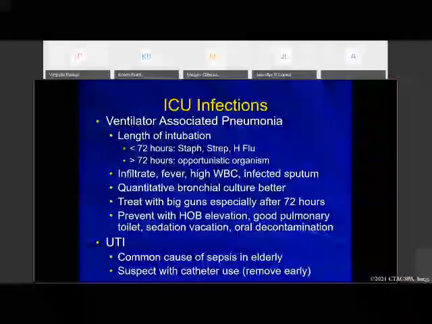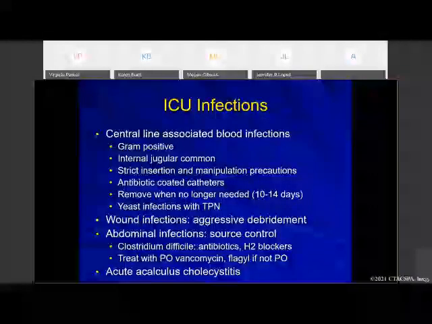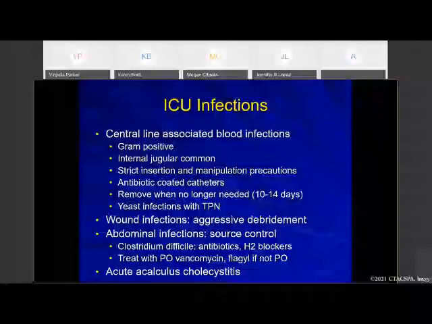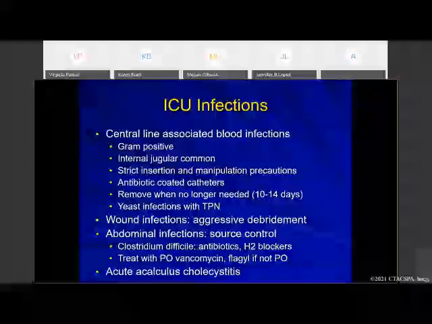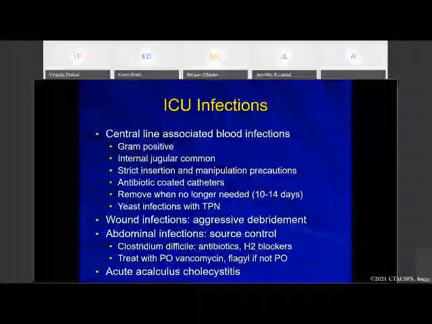I'm sure that a lot of hospitals have nurse protocols that they can get rid of the catheter if the patient doesn't need it. You don't want central line associated blood infection either. Lots of times it's gram-positive. It's most common in internal jugular. Of course, a lot of lines are in internal jugular now because of the ease of putting them in with ultrasound. You want to be obviously really strict on putting a central line in sterilely. They're really strict when they change the dressing.